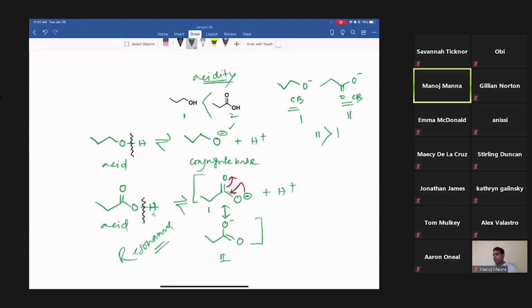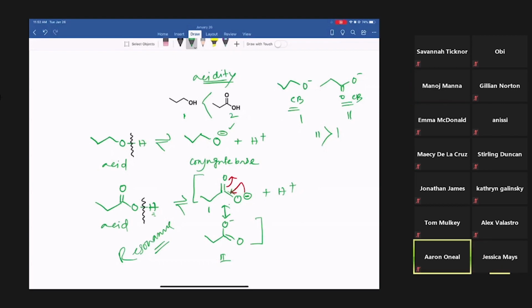Is it clear, guys? Any questions, please? Yes, one question. Sorry, what did you say that it meant? If you had more resonance structures, that it was more acidic? Is that what you said? More stable. More structures, more stable. Okay, gotcha. Okay, thank you.